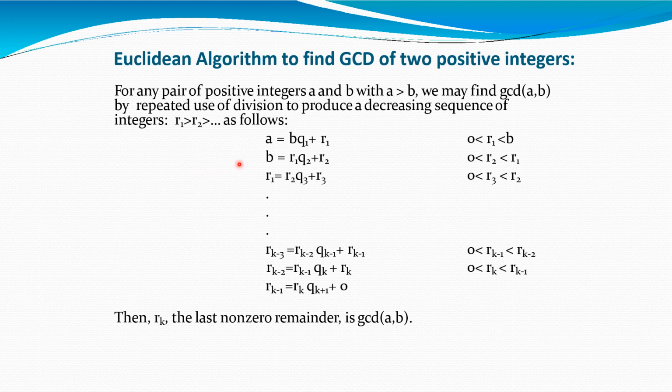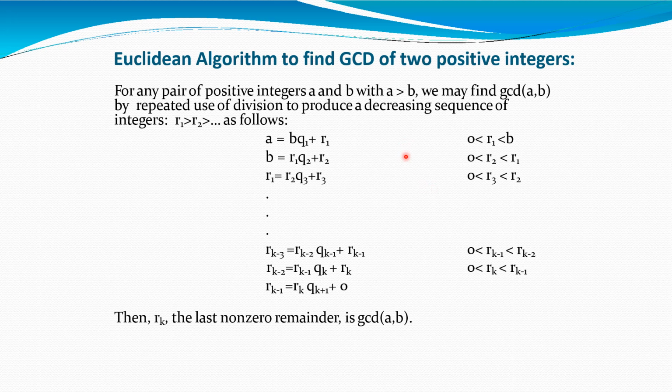Now here, as r2 is a remainder, it is less than r1. So the condition is 0 less than r2 less than r1. Again we divide r1 by r2. So r1 will be r2 q3 plus r3. So the remainder r3 is greater than 0 and less than r2.